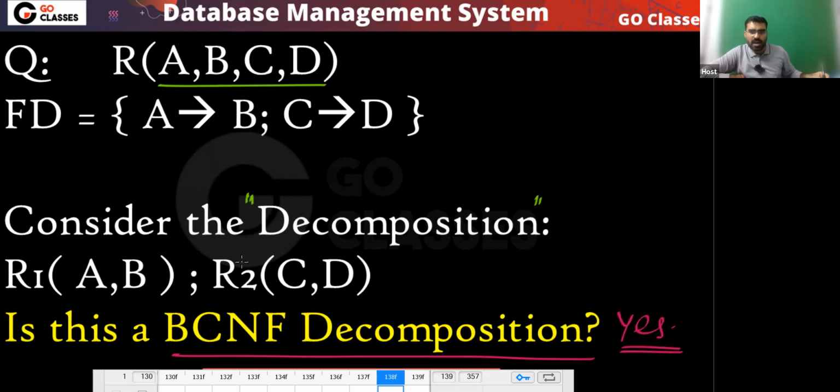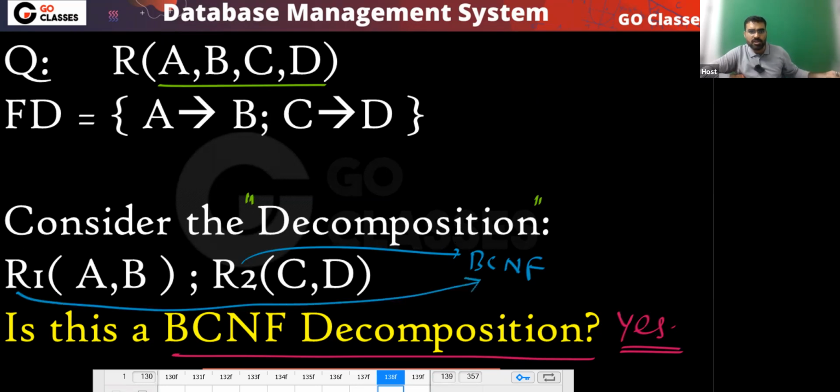Why? Because R2 is in BCNF, and you can notice R1 is also in BCNF. What is the reason? Because each has only 2 attributes, so there is nothing to check. Agree or not? R1 and R2 have two attributes, so they are in BCNF. So is this a BCNF decomposition? The answer is yes.